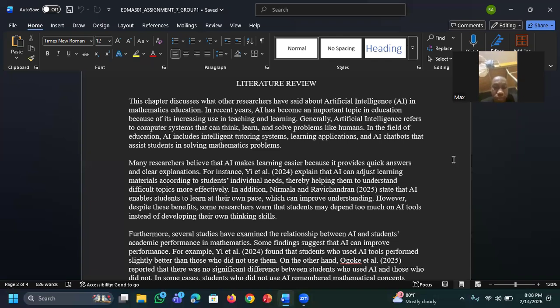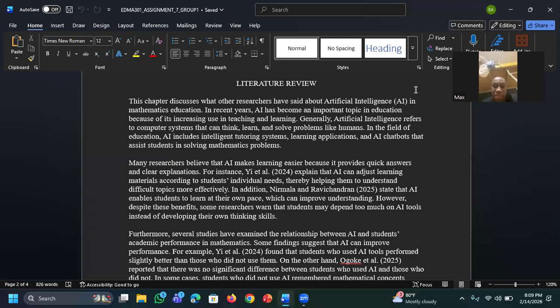Some findings suggest that AI can improve performance. For example, Yital found that students who used AI performed slightly better than those who did not use it. Yeah, students who are using AI will perform better because during their private studies, the questions they can't give to the TA or the lecturer or their teacher, they will give to AI to help solve it for them. And AI will also explain everything to them so that they will get the understanding themselves. And this will help improve their performance.